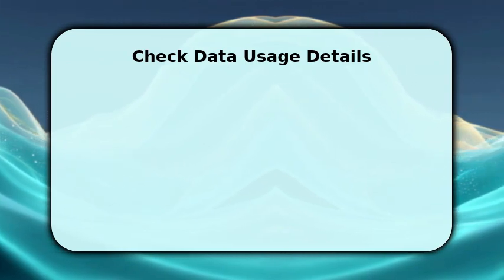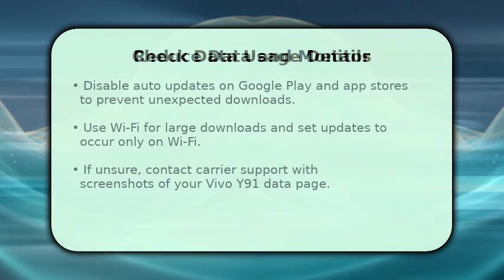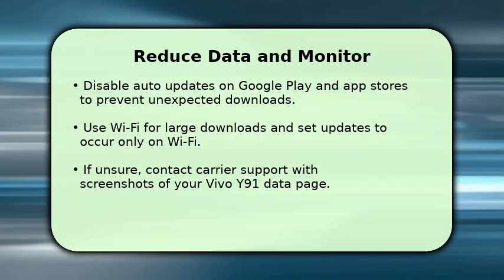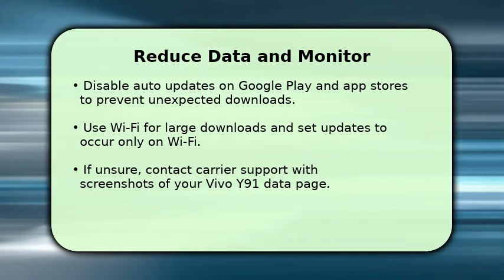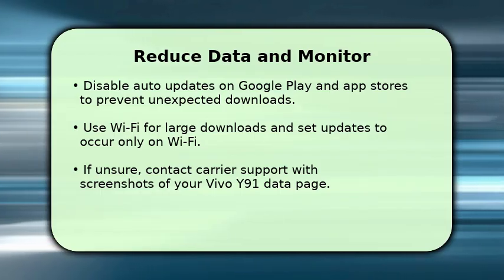Install your carrier's app to compare device totals with carrier records. Monitor data usage notifications and reduce streaming quality when you near limits. Disable auto updates on Google Play and app stores to prevent unexpected downloads. Limit sync frequency for email and cloud apps to manual or hourly intervals.